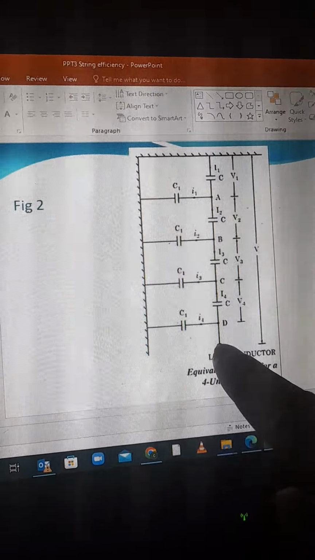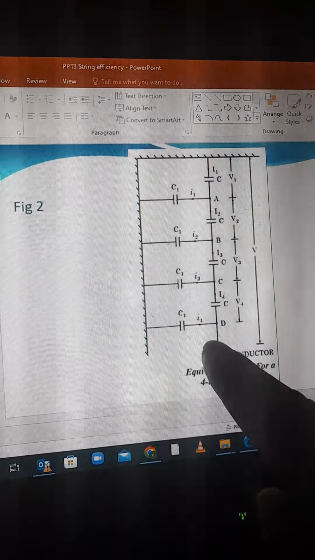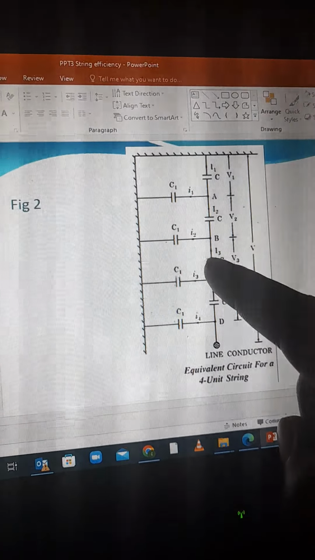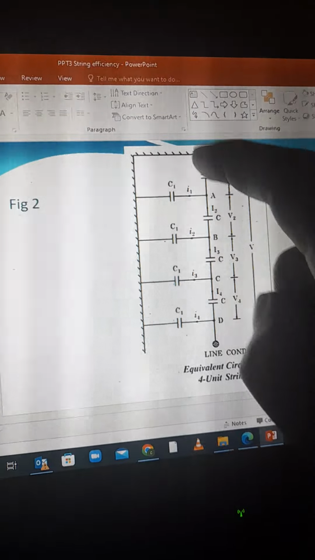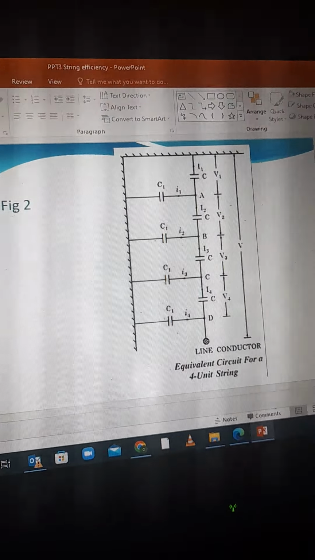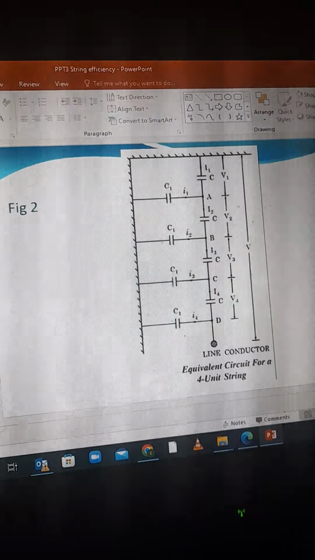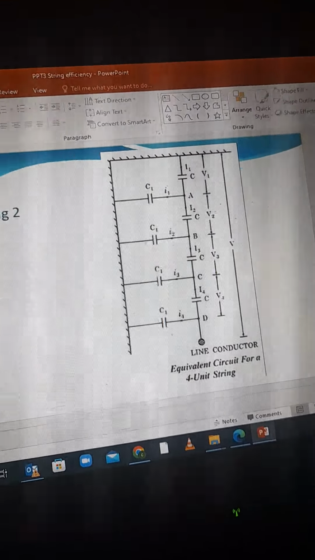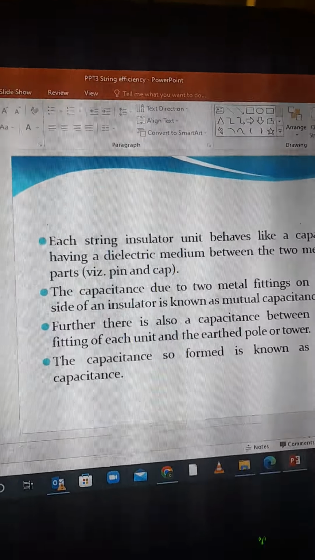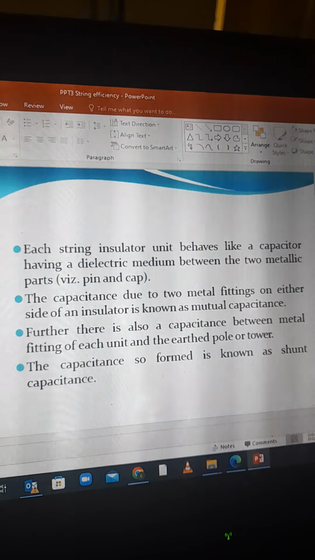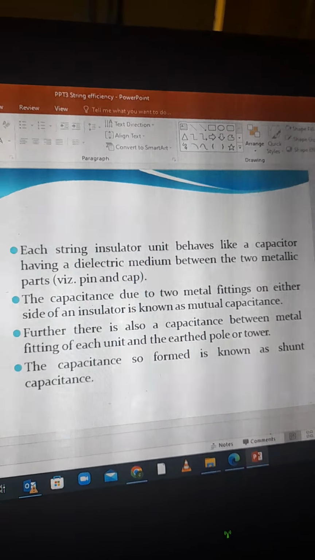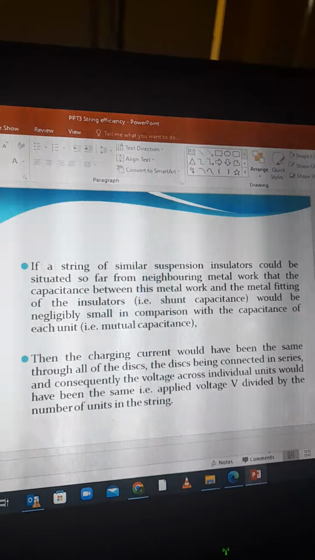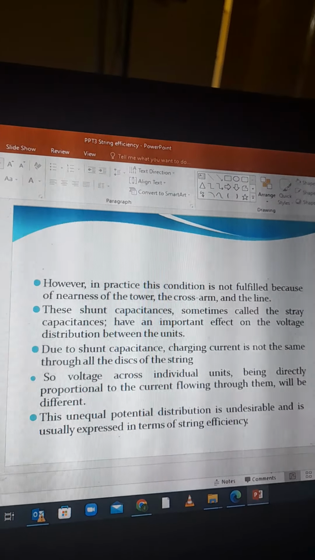We have the conductor at the highest voltage, so current flows upwards. It goes there, then to another side, and that side, and that side. In my analysis, we will have voltages V1, V2, V3, and V4, and we will find the string efficiency. Shortly, I'll show you how we derive those formulas. I think you have the notes, so you'll be able to read.